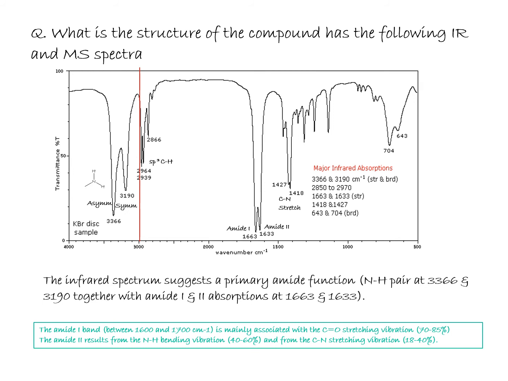Well, we have here in the area of OH/NH, we have 2 peaks. The presence of 2 peaks at 3366 and 3190 is an indication of primary NH2, primary amine, okay? And again, in this area, we can see only peaks below 3000, meaning that we have sp3 C-H, it's an aliphatic compound.